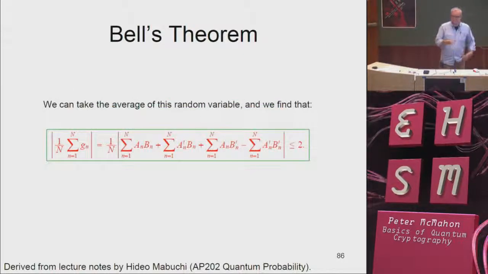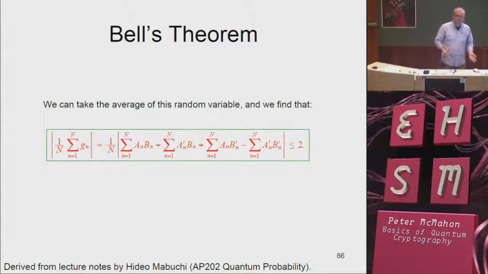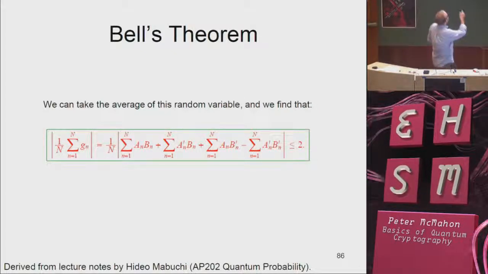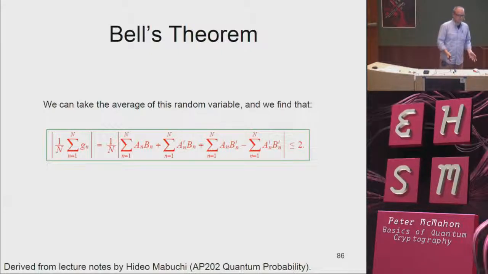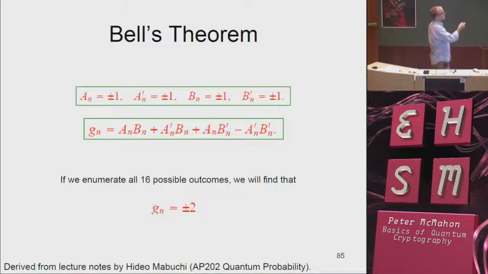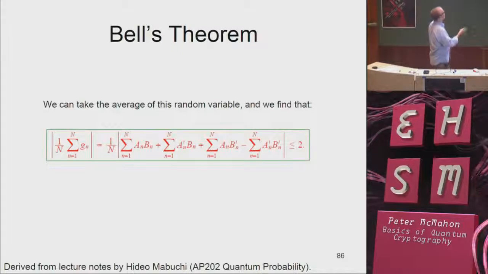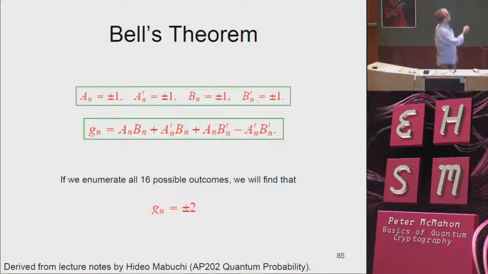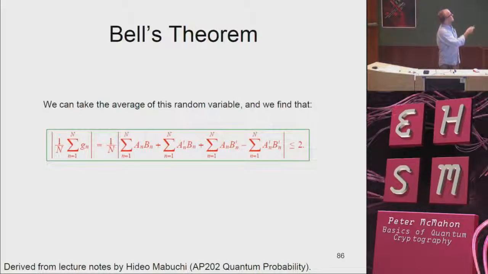You can then ask, if you take an average of g over many runs of the experiment, where the number of runs is big N, what is the absolute value of this average? Unsurprisingly, because the value for any given run is either +2 or -2, you have this inequality where the absolute value of the average is less than or equal to 2. Of course, because the value can never be more than 2, it's unsurprising that it's bounded like this.